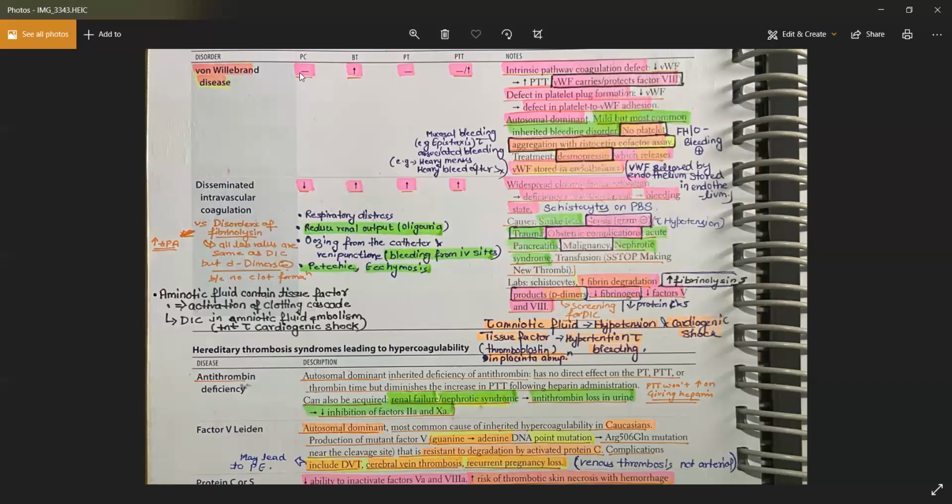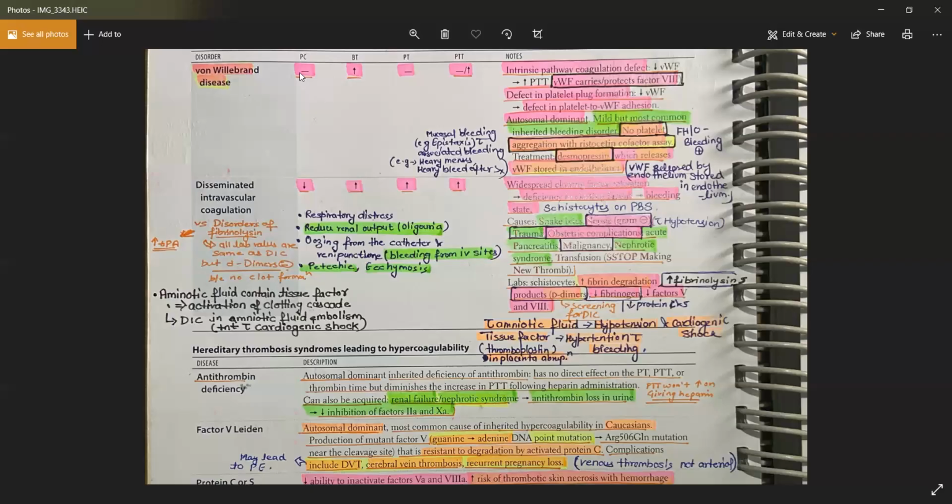Then comes DIC, disseminated intravascular coagulation, in which you have consumption of all of the clotting factors because of the formation of microthrombi. You will have consumption of platelets, so you will have a low platelet count. You will have a high bleeding time because of that. Because of the consumption of the clotting factors, you will have a high PT as well as PTT. Because of the widespread clotting factor activation, you will have a deficiency of these clotting factors.